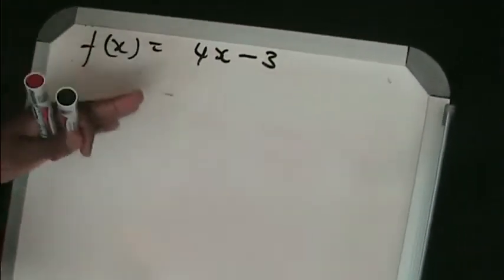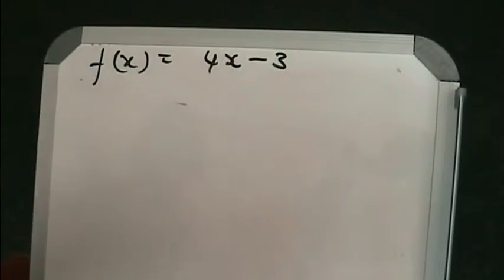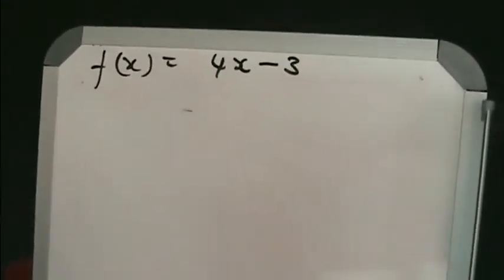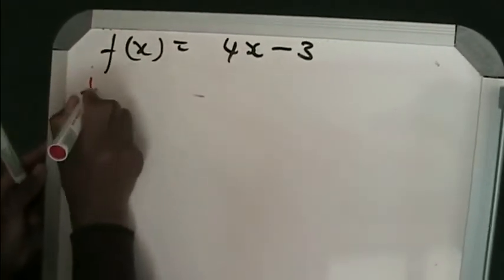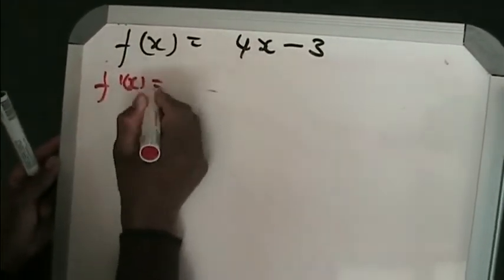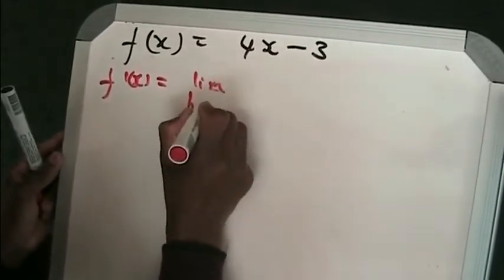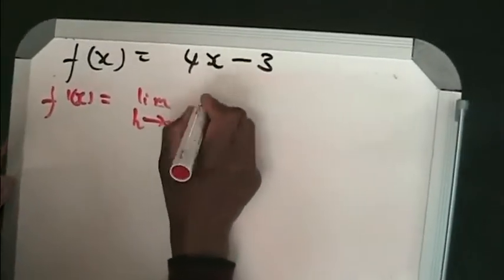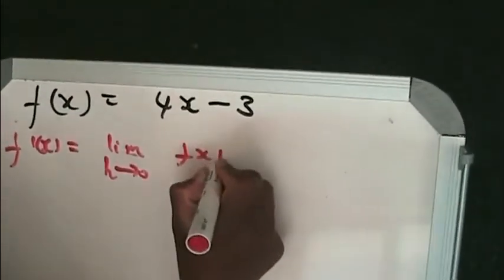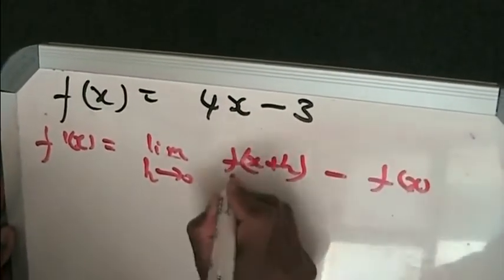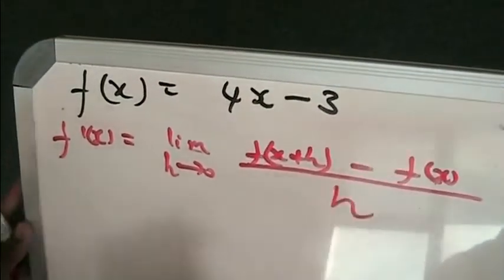First principles to find f prime of x. We have f of x is equal to 4x minus 3. We'll use first principles to find f prime of x. The first step is to write the formula. f prime of x is equal to the limit as h tends to 0 of f of x plus h minus f of x all over h.